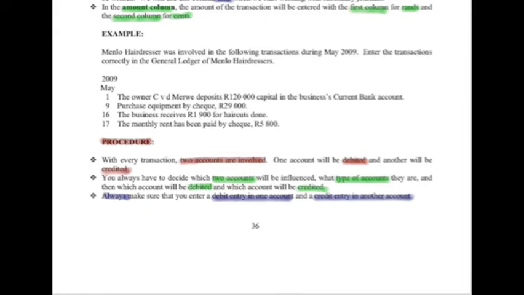So on May 1st, transaction number 1, the owner, C. van der Merwe, deposits 120,000 Rand capital in the business's current bank account. So identify your 2 accounts first. My first account is obviously going to be capital. My second account is then obviously going to be bank. So I'm going to use capital and I'm going to use bank.